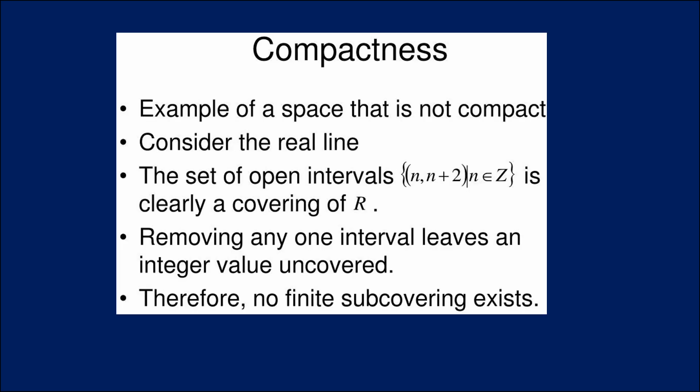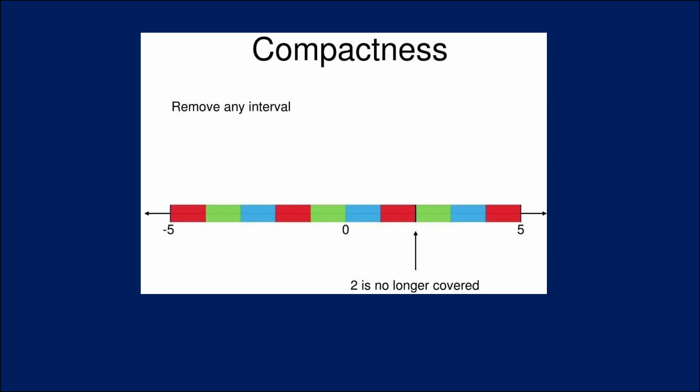Example of a space that is not compact: consider the real line. For the real line, we consider the open intervals (n, n plus 2) where n belongs to the integers, which is clearly a covering of the line. Removing any one interval leaves some integer value uncovered, therefore no finite subcovering exists. Here, with the removal of an interval, the 2 is no longer covered.